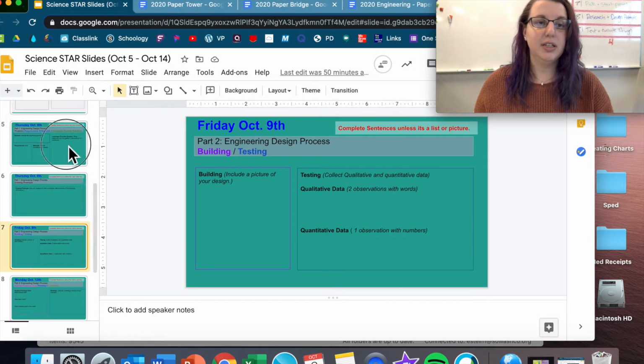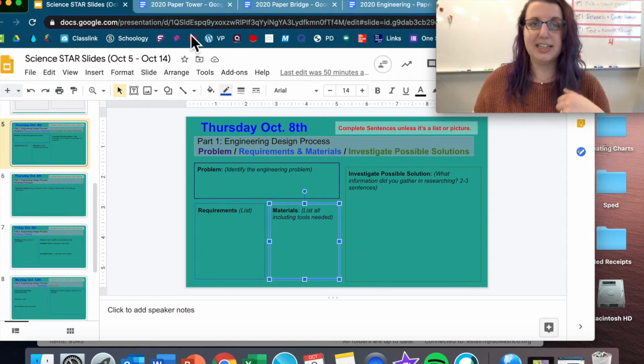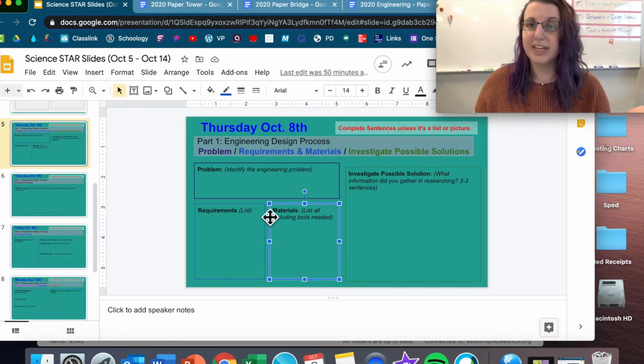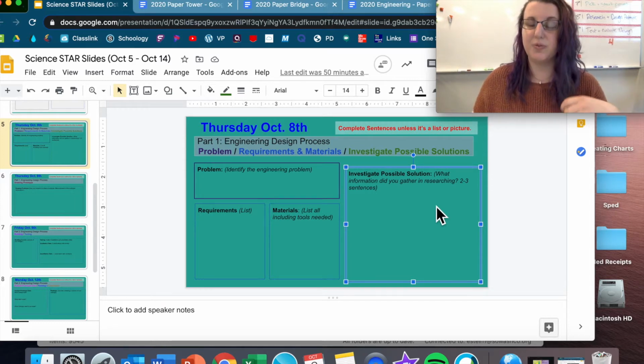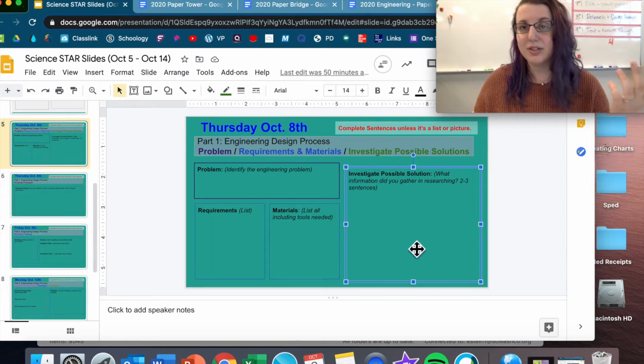Previously, on Thursday, yesterday, you picked the project you were working on. You answered these questions. If you look at your one-pager, problem, requirements, materials, it's all right there. And then for investigate possible solution, this is where you put your research. So if you found a design that you really liked from something else, you can put that link in there. You can put a picture of something you're basing it off of. You can find common themes. Why did you pick to do what you're doing? That's what you're putting right here, answers to questions that you're asking about this project.